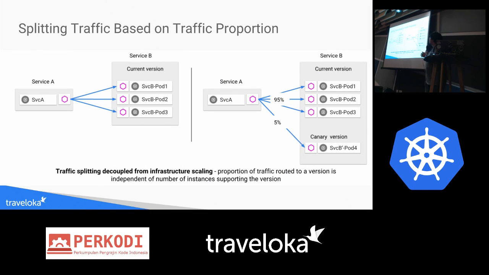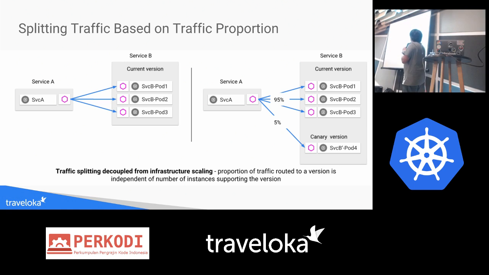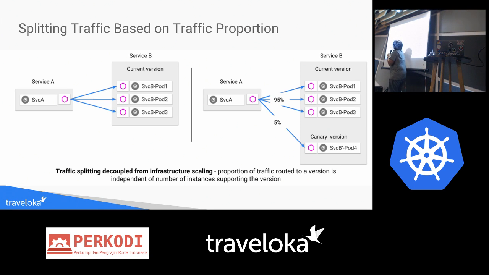And then this is how Istio splits the traffic. So if you have this service A with service B, service A basically is trying to communicate with service B. And if you want to split the traffic, let's say service A wants to call the current version of service B, and 5% will call the canary version. You can do it easily in Istio as shown by the method before.